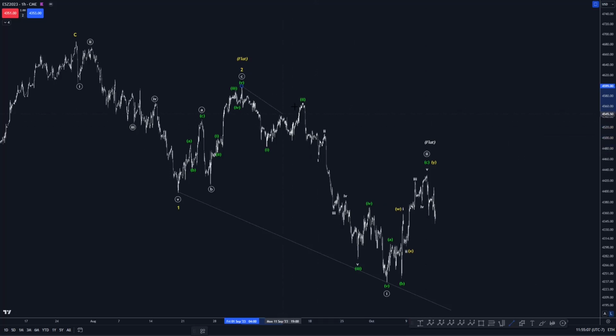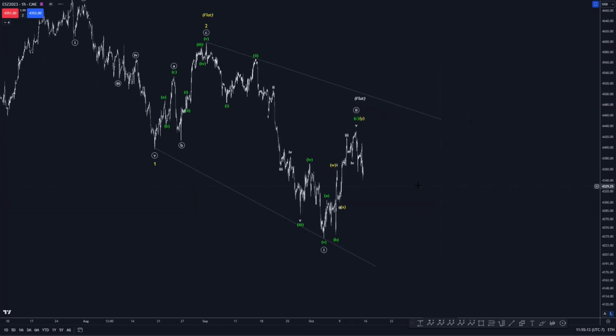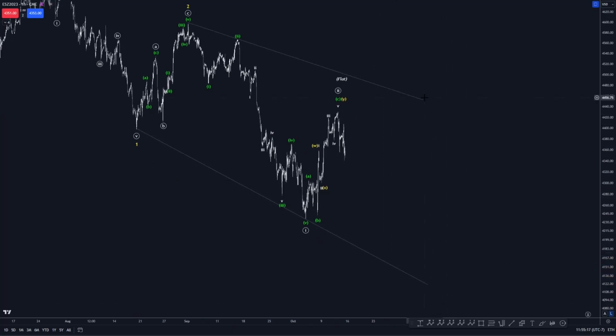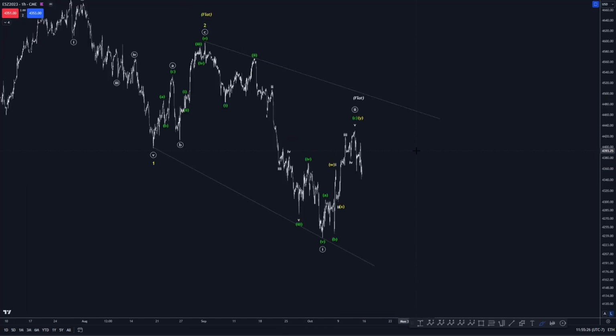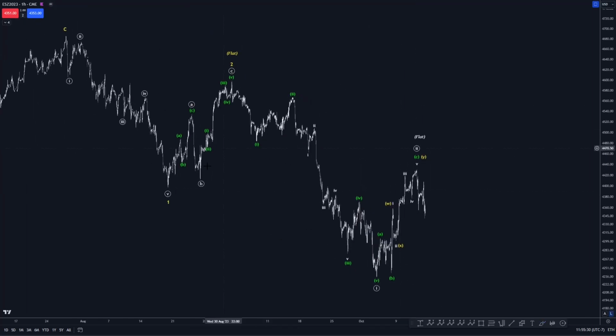So if we were to respect this high right here, obviously it's going to look unorthodox, and anything's possible, but I don't think that we would be in an expanding diagonal like this. Once again, anything's possible, but I really just don't see it. So considering that, that's why I'm favoring more the 1-2-1-2.